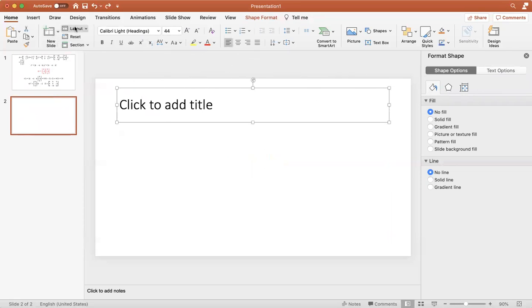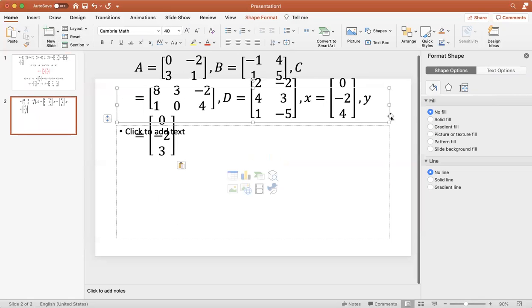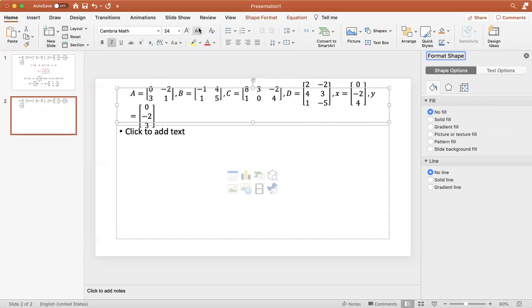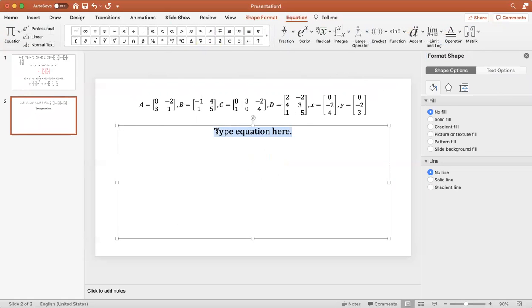Okay, let's change the layout. Go to text, copy this here, and then let's reduce the file. Let's reduce the font size. Okay. Now, what if I ask you to get the product of A and X?